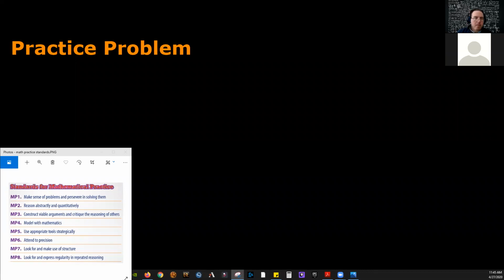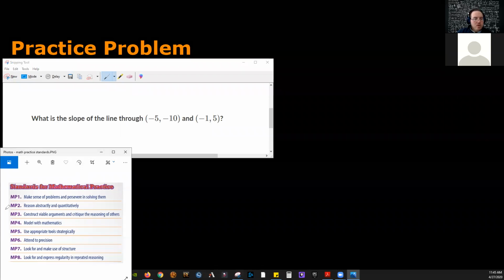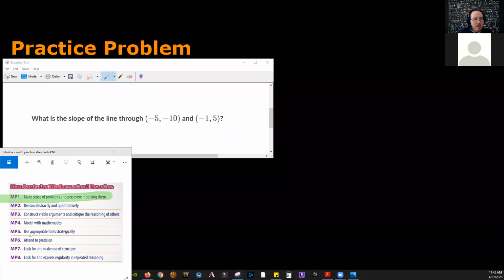Dragging it over. Okay, chat, let's see if we can get this one. So let's persevere in solving it. Be very precise. Use your repeated reasoning skills from the last one we did. And use those appropriate tools, which includes an abstract equation.